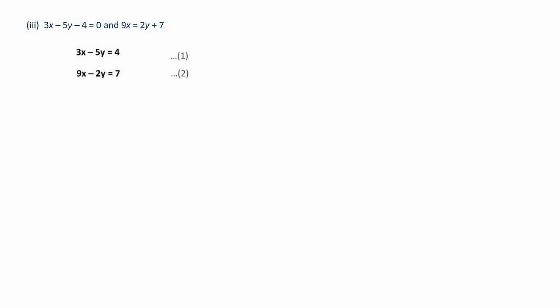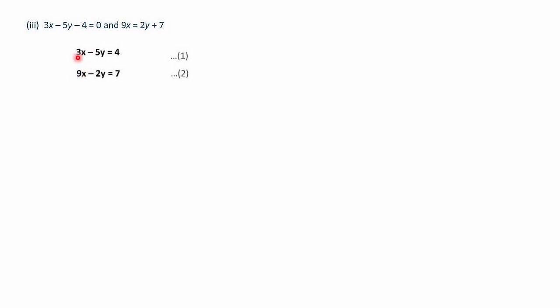And second equation, when you take plus 2y, you can bring to the left side. It comes as minus 2y. So 9x minus 2y is equal to 7. So now both the equations are in standard form. We have written them as equation number 1 and 2. Here also I am fixing my variable as x. So I am going to eliminate x.